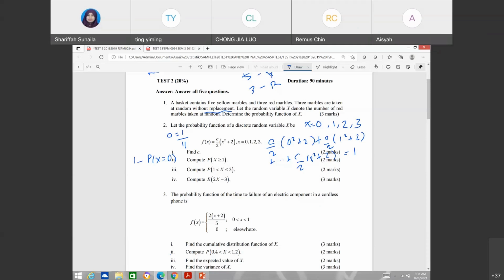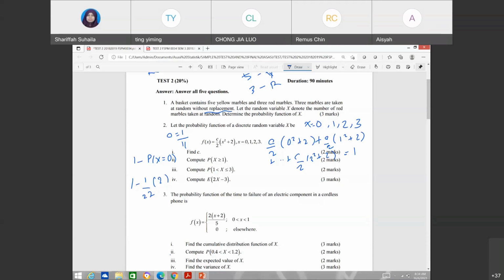Okay, so kita ada 1 over 2 squared lah ya, sebab 0 square. Okay, so you get the answer. What is the probability for x greater than or equals to 1?